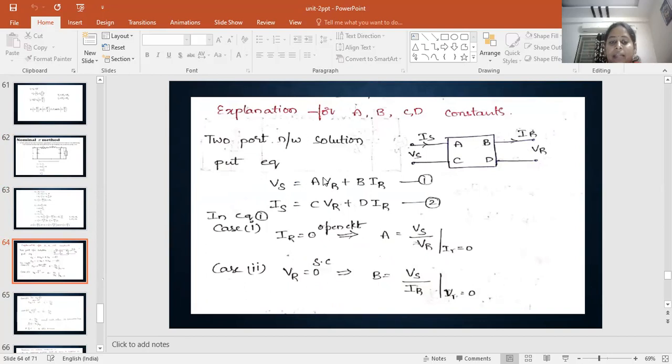Here we know the two-port network solution equations, Vs equals A into Vr plus B into IR, and Is equals C into Vr plus D into IR. In every circuit, at the ending side, two conditions occur, that is the open circuit and the short circuit. One minute, I will share the screen.